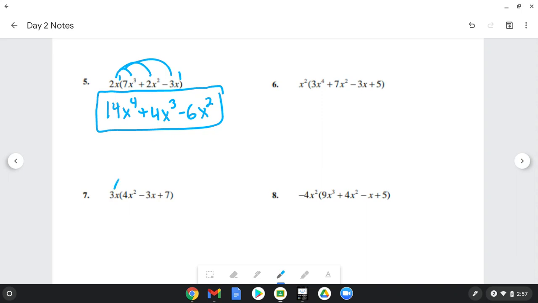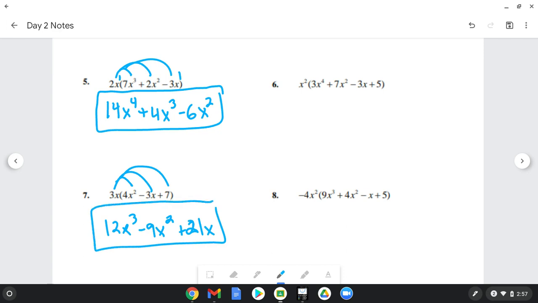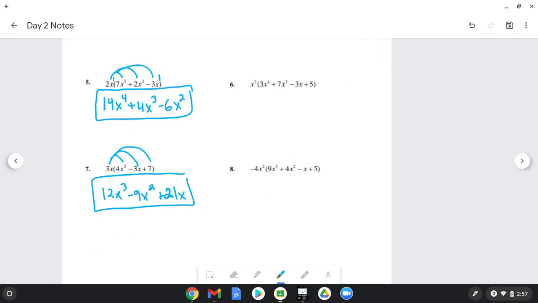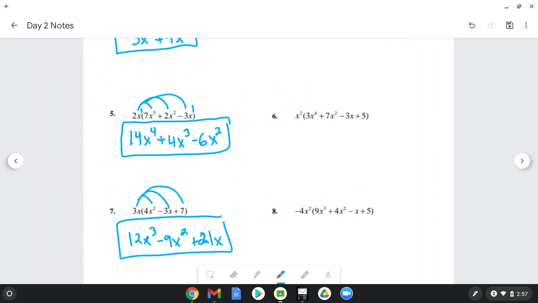And the last one, multiply that by all three, and we get 12x to the 3rd, because we're supposed to add exponents, minus 9x to the 2nd, and then plus 21x. There's no exponents to add there. Just multiply the coefficients. So that'd be a cubic trinomial. I think that covers all the single multiplications.